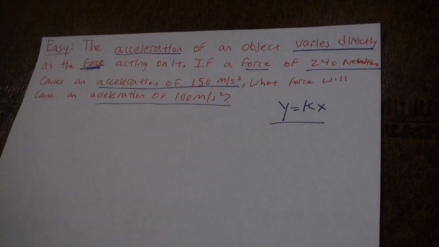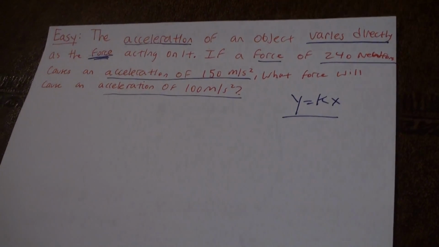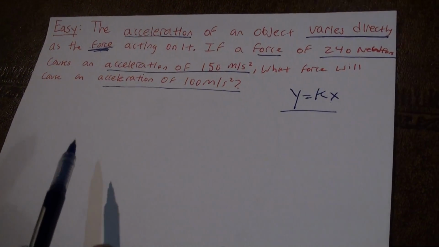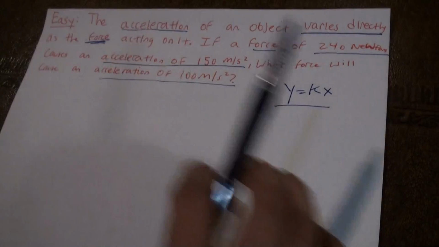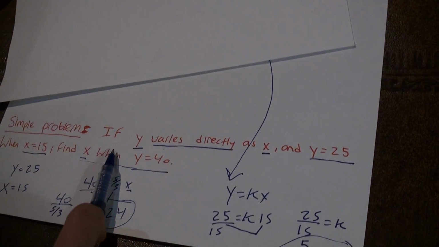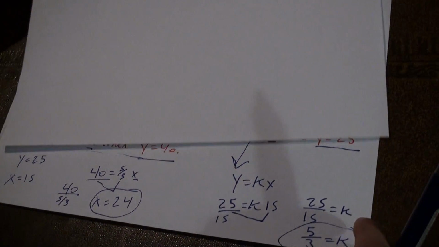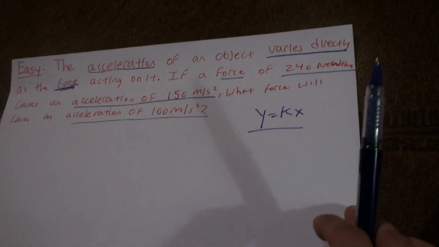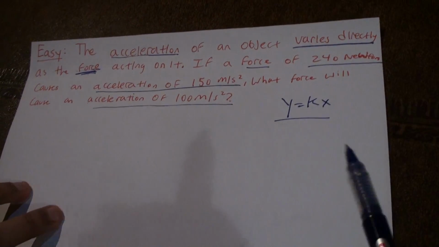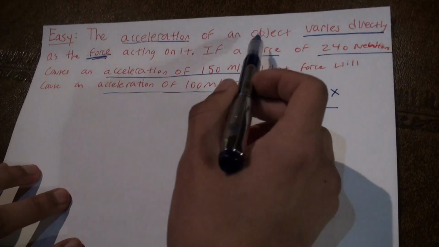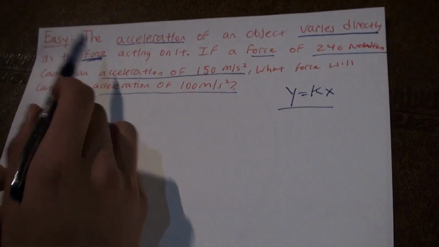And a way to know what x and what y is: y is always said first, just like in the sample problem right here. It says if y varies directly as x. Just think about it like that. Y is always said first. It's almost like saying y is dependent on x.